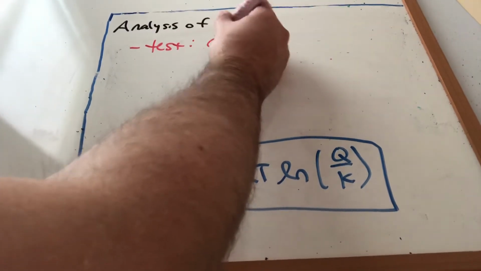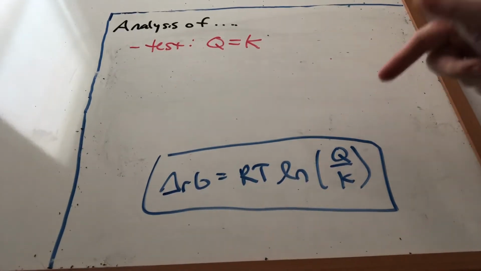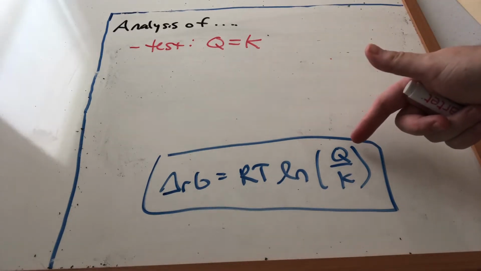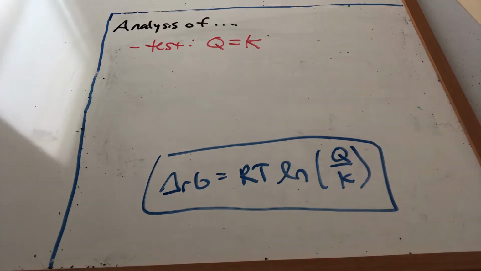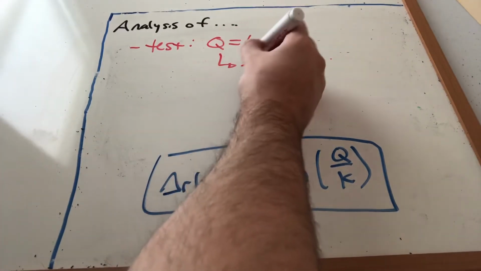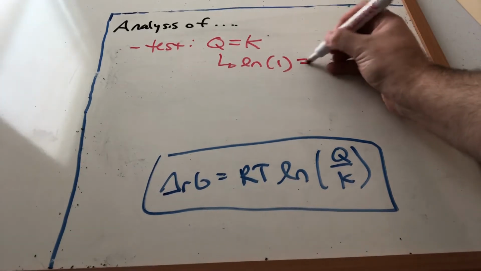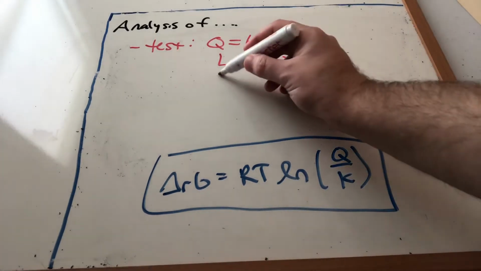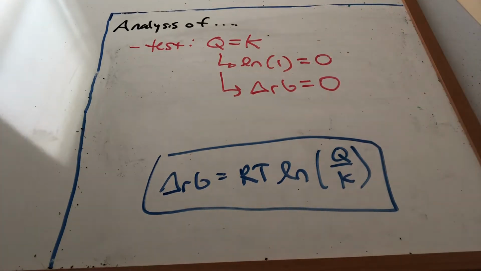Well, what happens if Q equals K? What happens if you calculate all your pressures raised to the stoichiometric coefficients, analyzed correctly, like we have in the definition of Q, and you get the exact same number that you get for K? Well, in that case, what we have is the natural log of 1 showing up here, and the natural log of 1 is 0. So this whole entire side is 0. And so when Q equals K, delta reaction G is equal to 0.